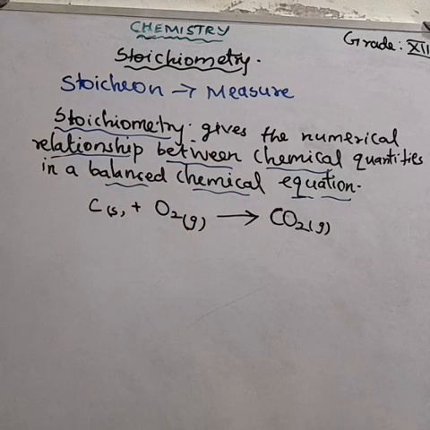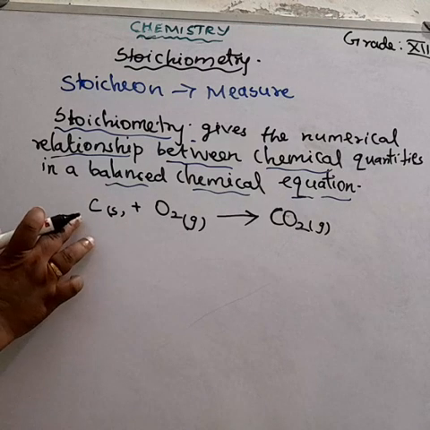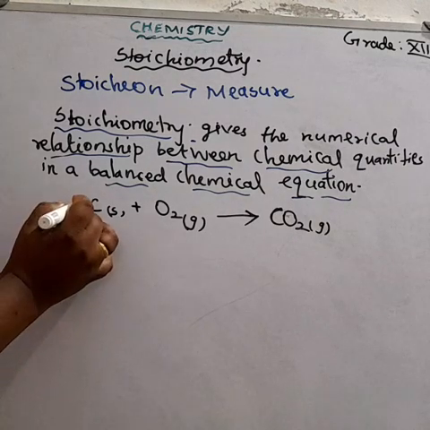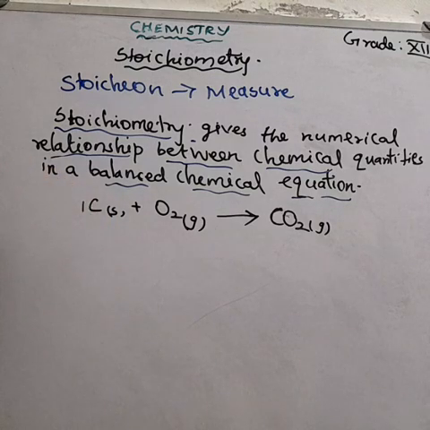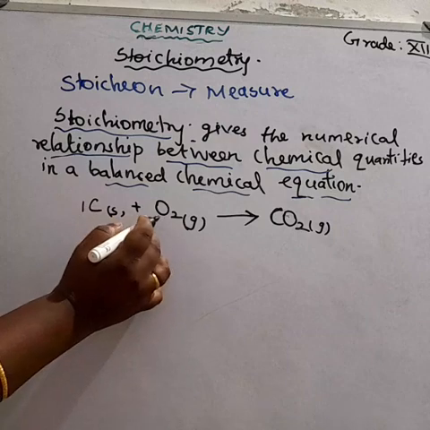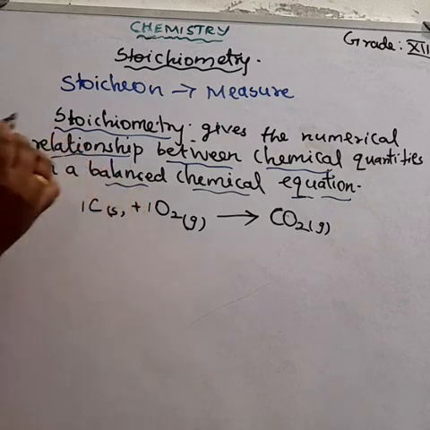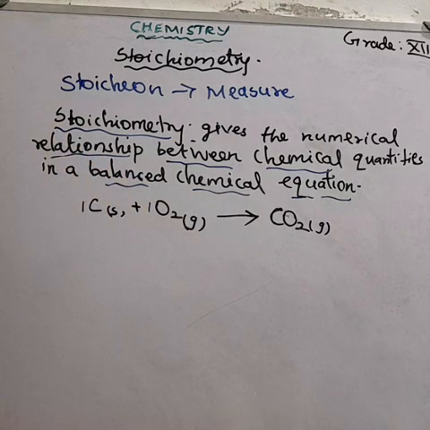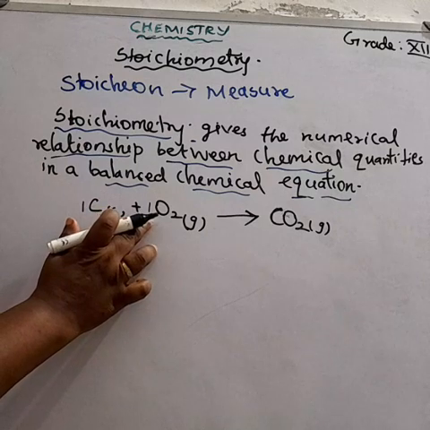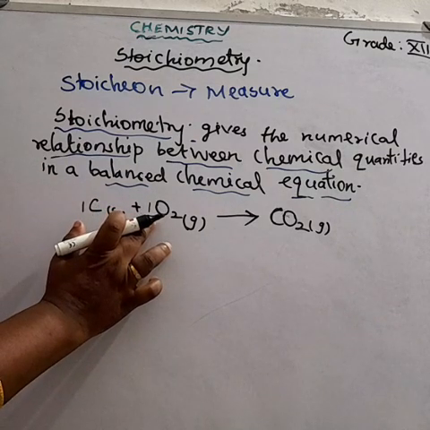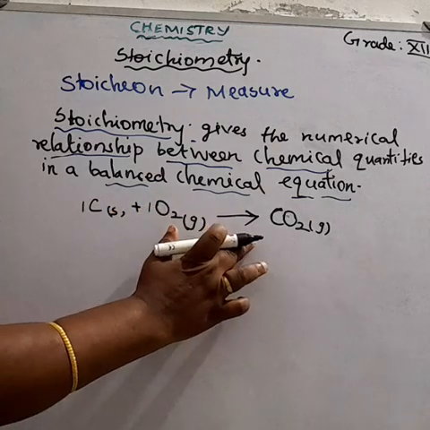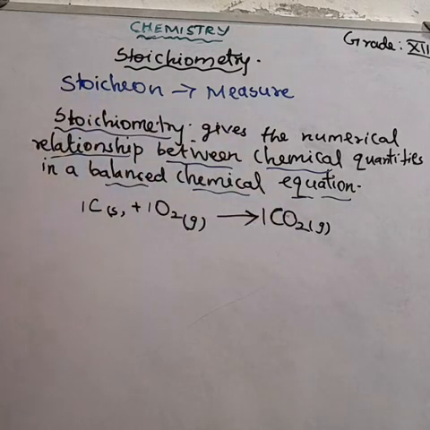Here, the number of moles: no numbers are written, so we can consider it is 1 mole of carbon. It reacts with 1, here also no number. So we can consider 1 mole of carbon reacts with 1 mole of oxygen to produce 1 mole of carbon dioxide.